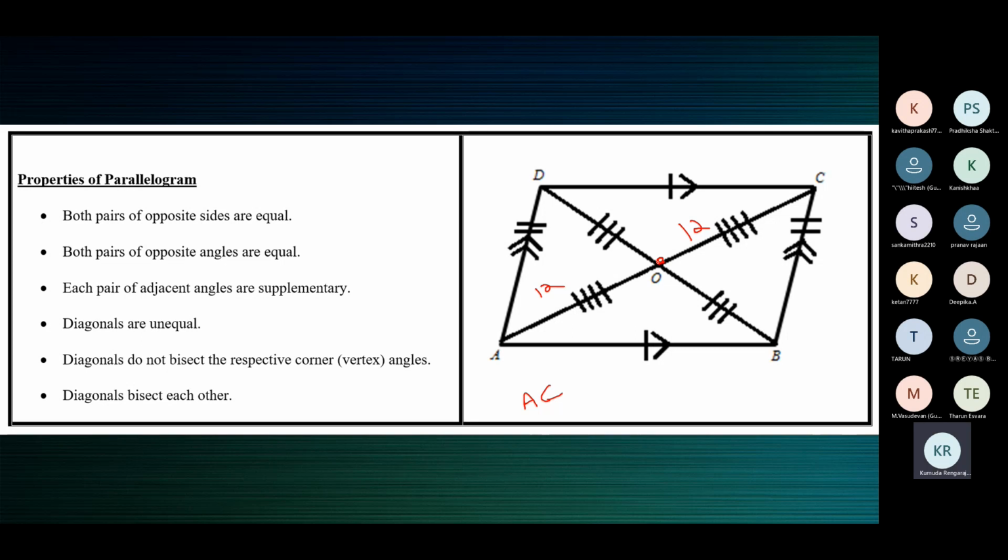Unequal, ma'am. So if AC is 24, can BD be 24? No, ma'am. So the best answer is what? If I ask you the question, what is the length of BD? What is the best answer you can give? Ma'am, BD is not equal to 24. Very good. We can't say BD is equal to 24. Or you can say BD is not equal to 24. BD cannot be 24 because AC is 24. Diagonals are not equal. So BD is not 24.